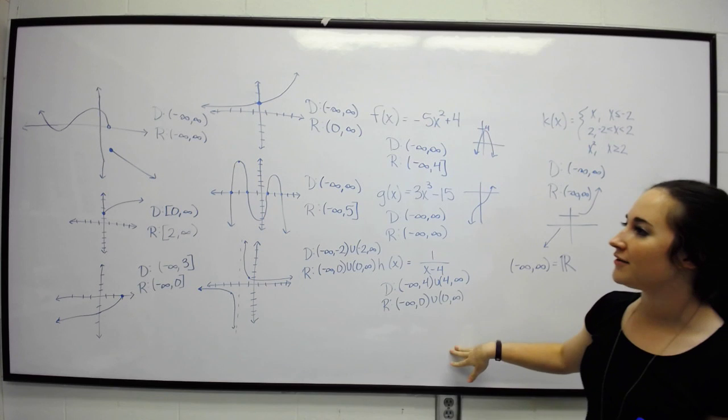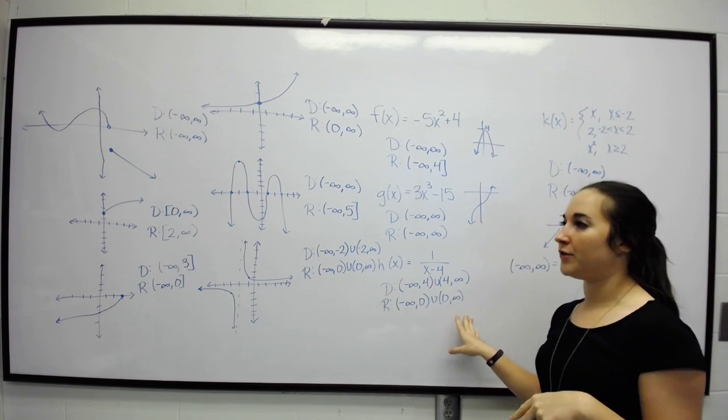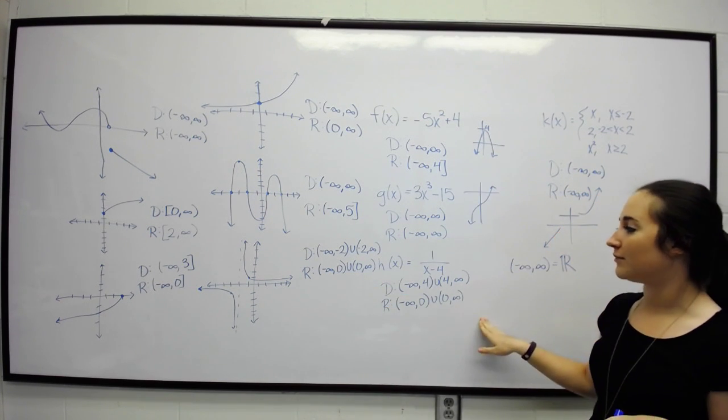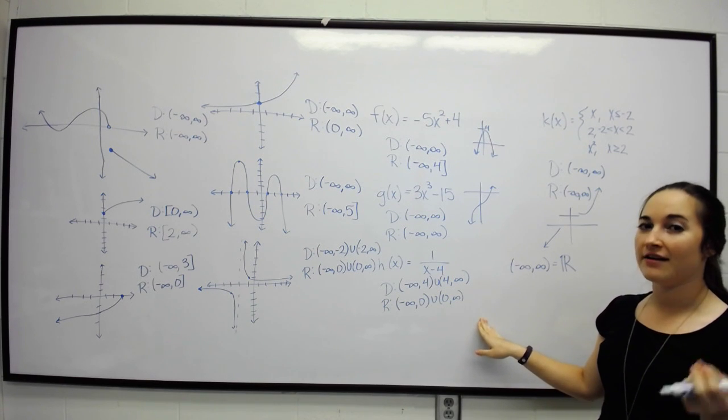Okay? So domain and range, we did that from a graph and from an equation, but even when we were finding it from the equation, we were still thinking about the graph.